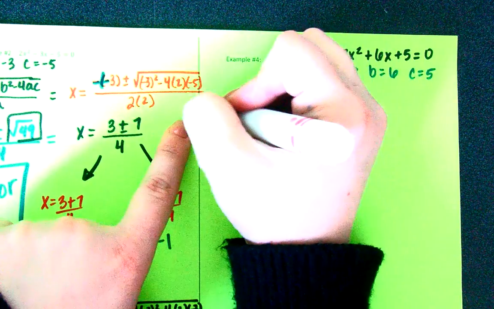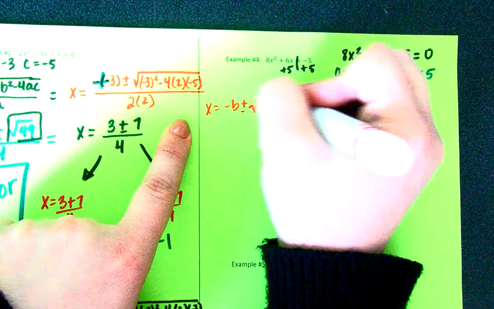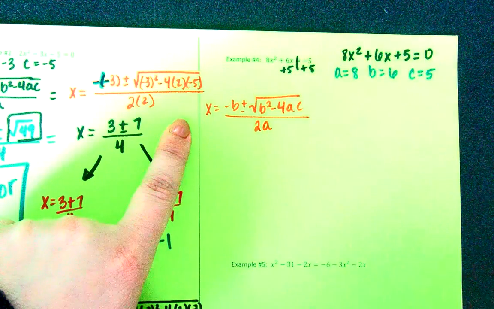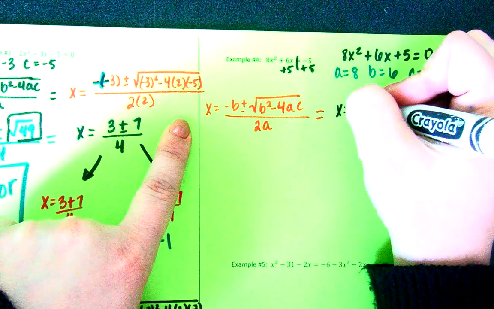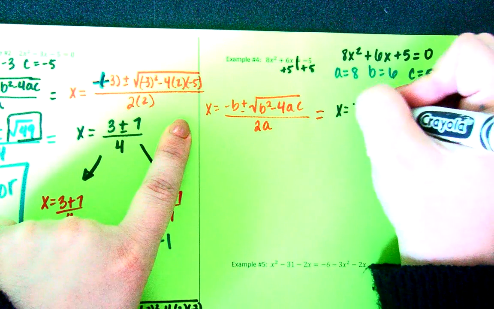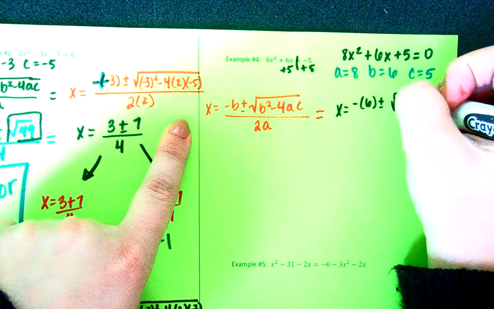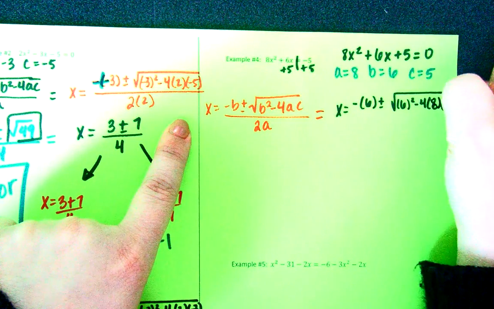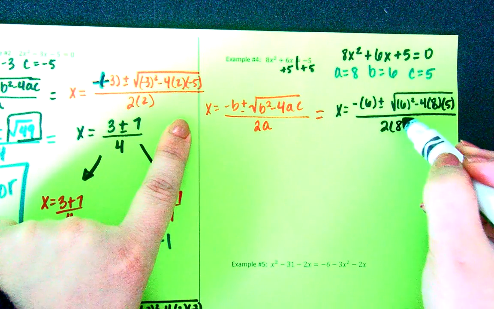We rewrite our equation. x equals the opposite of b, plus or minus the square root of b squared minus 4 times a times c, all over 2 times a. You plug it in. So you have x equals negative, whatever b is, 6, plus or minus the square root of 6 squared minus 4 times a times c, all over 2 times a.